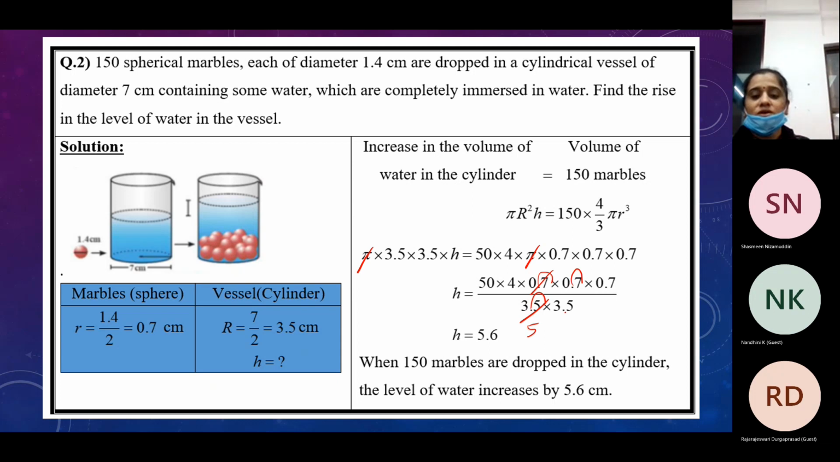This one it will move here. This one you can shift one place in the numerator and one place in the denominator. So I'm shifting one in the denominator. So 7 ones are 7, 7 fives are. Okay, then 5 ones are 5, or I can say 5 fives are 25, 2s are 50. Then 2 into 4, 8. 8 into 7 is 56. There's a decimal point, so 5.6. So when 150 marbles are dropped in the cylinder, the level of the water increases by 5.6 centimeters.